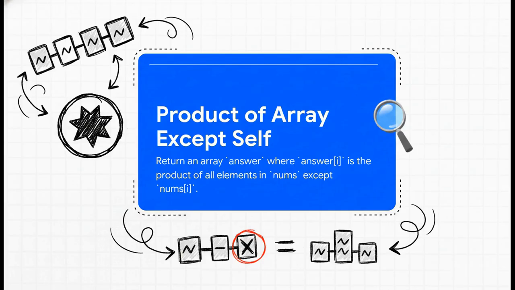list. So if your input is, say, 1, 2, 3, 4, the very first answer you're looking for is 2 times 3 times 4, which is 24. For the second spot, it'd be 1 times 3 times 4, which is 12. And you just keep doing that all the way down the line.